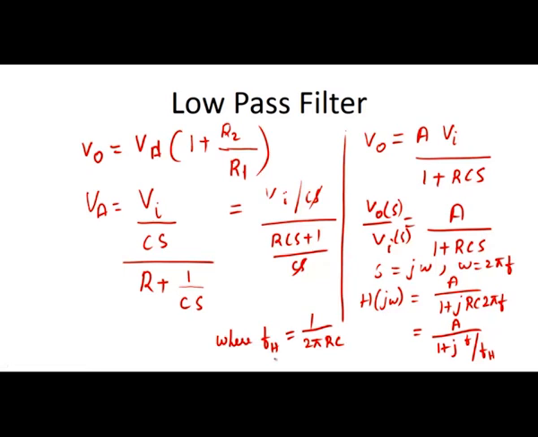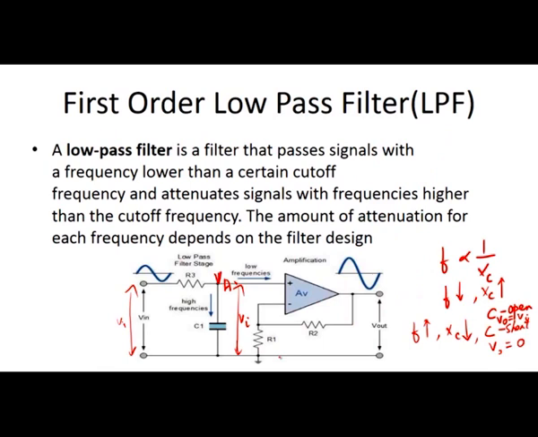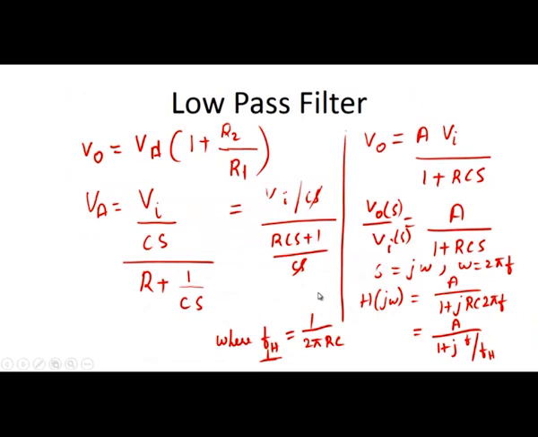Why is it called fh? Here fh is the higher cutoff frequency for the low pass filter. This low pass filter is a filter that passes the signals with the frequency lower than a certain cutoff frequency, and this certain cutoff frequency is the higher cutoff frequency. So, up to the higher cutoff frequency, the signals are passed through the filter, and after the higher cutoff frequency, the signals will be attenuated by this filter. That cutoff frequency is given by 1 by 2 pi RC here.